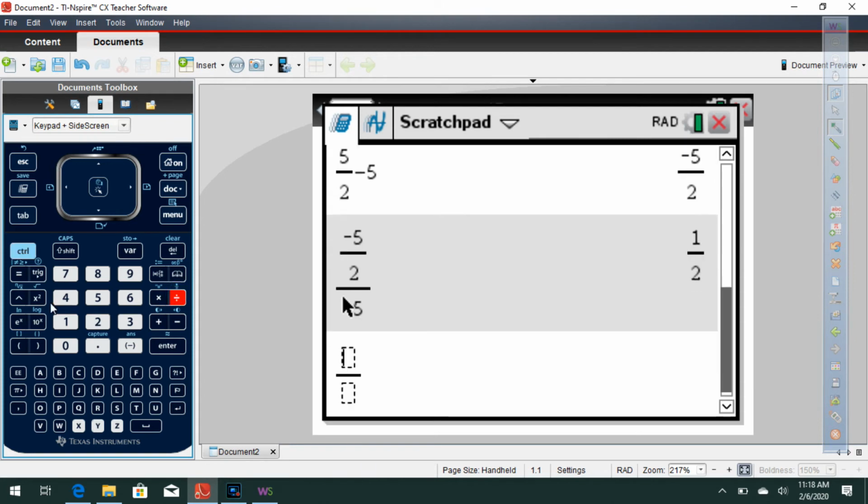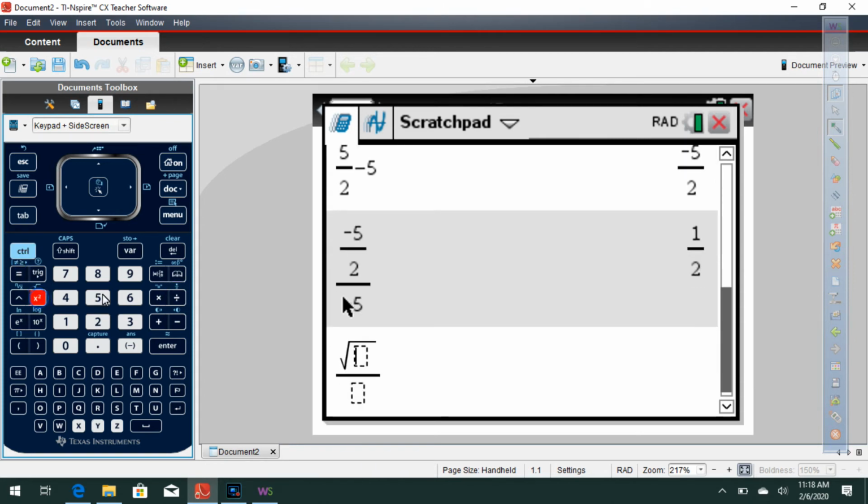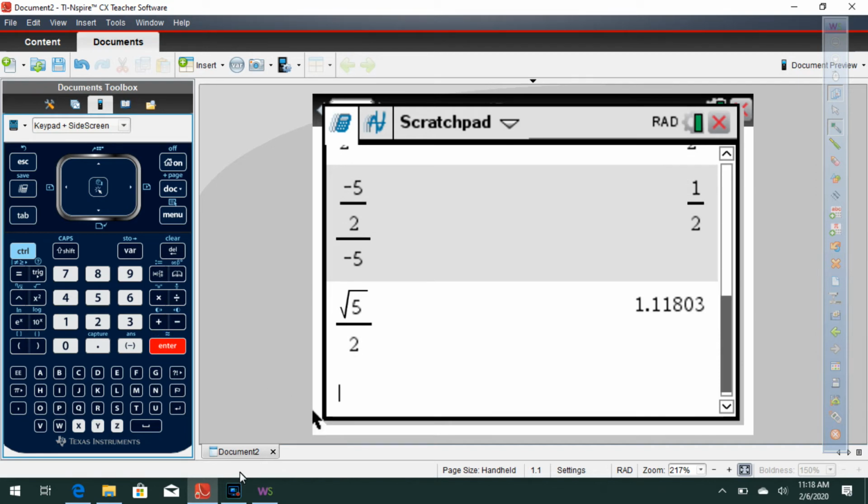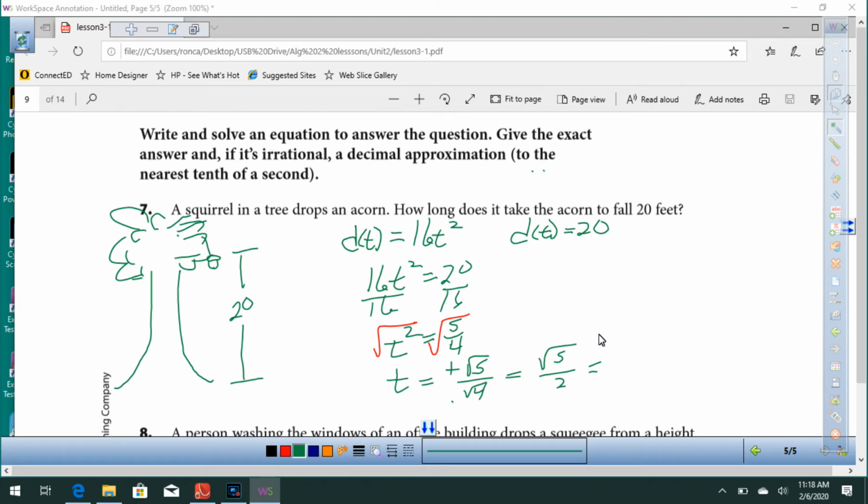The square root of 5 divided by 2, we can check with our calculator. The square root of 5, over 2, is approximately 1.118 seconds. So that's going to be an approximation of 1.1 seconds. So when that squirrel drops that acorn, you have 1.1 seconds to get your head out the way, or you're going to get a knot.